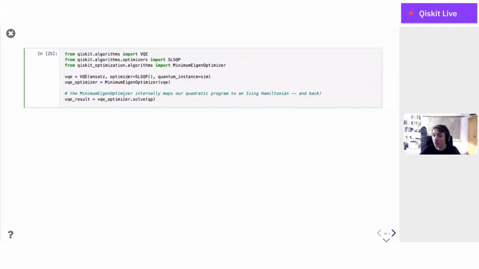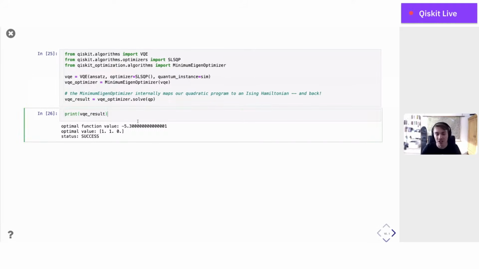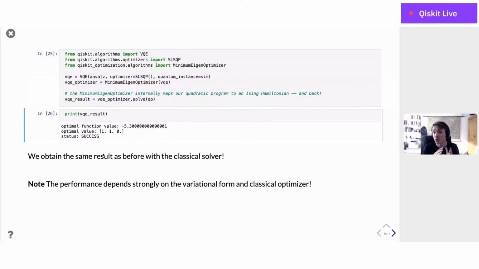Now, just like with the classical algorithm before, we can just ask this minimum eigenoptimizer to take in the quadratic program. It will do the transformation to the Ising Hamiltonian itself, solve it, and do the transformation back to the binary variables. And if we now look at the result, we can see that we get the same result. And again, we should select assets 1 and 2. Now note that the performance here strongly depends on the optimizer that you use and the ansatz that you select. So you always have to make sure that your ansatz is powerful enough so that it can reflect the ground state of the system, and that the optimizer is also good enough so that it can find the minimum.